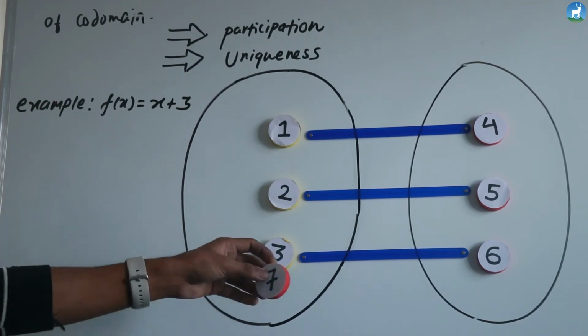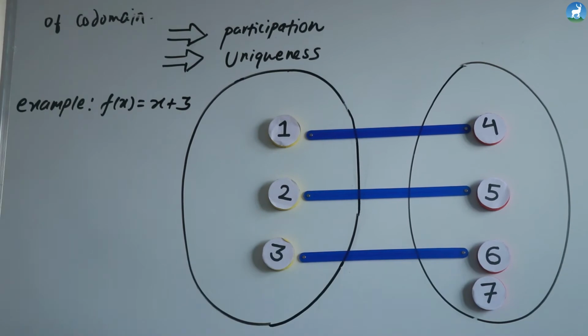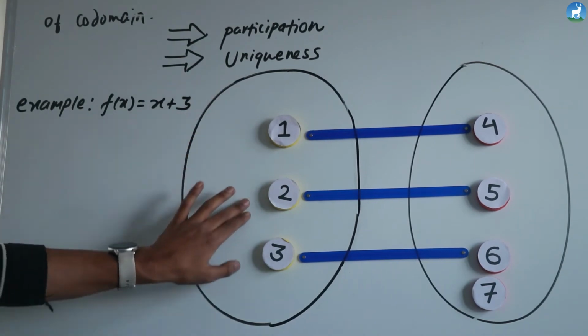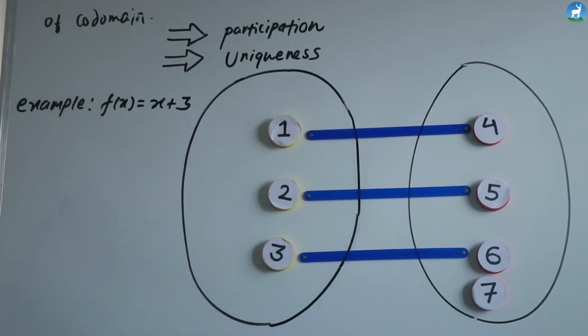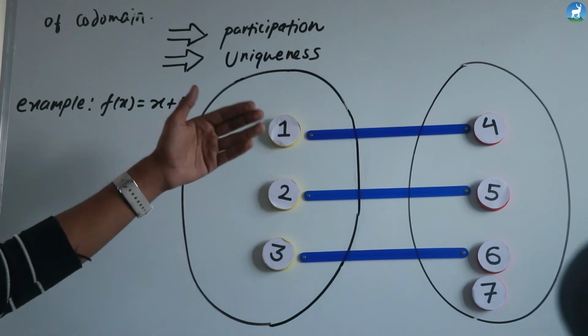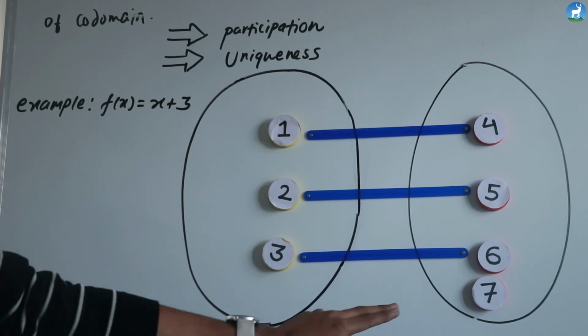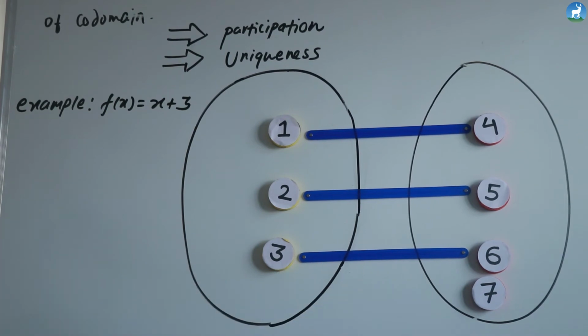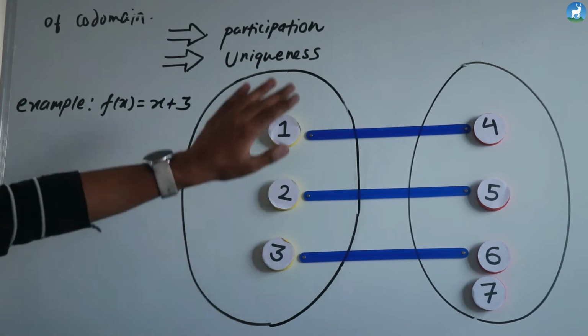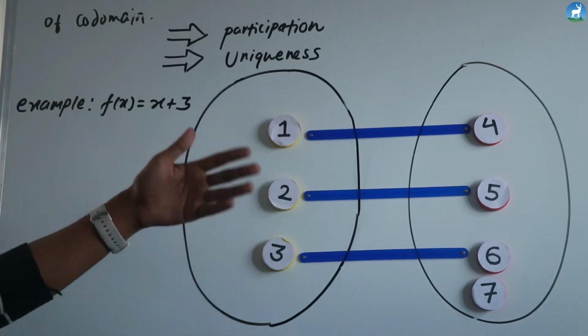But what if I put this over here? Is this still a function? There is nothing wrong right here. Each and every element of the domain set is associated, and each and every element is associated with a unique element in the codomain. Therefore, even if this element is left unassociated, it does not violate the postulate. We call this a one-to-one function, but a better name for this would be one-to-one into.